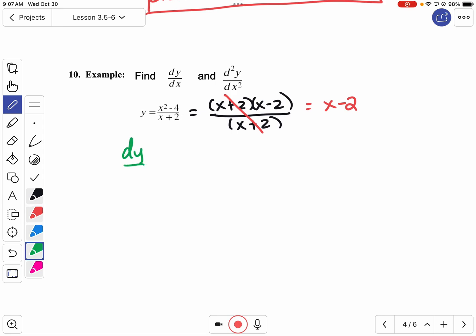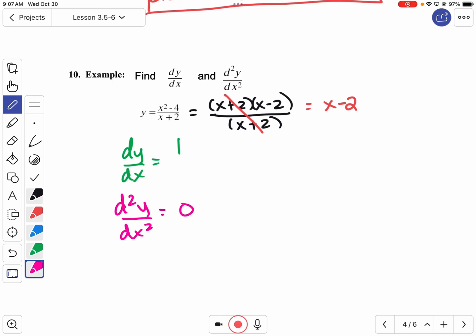All right, here we go. So dy dx is going to equal what? 1. What's d squared y over dx squared going to be? 0. So watch those kinds of things. Look for them. If I can avoid doing all this crazy quotient rule, then I want to do so. So always check, can I simplify? Sometimes you won't be able to, and that's okay. It is life. Flip it over.